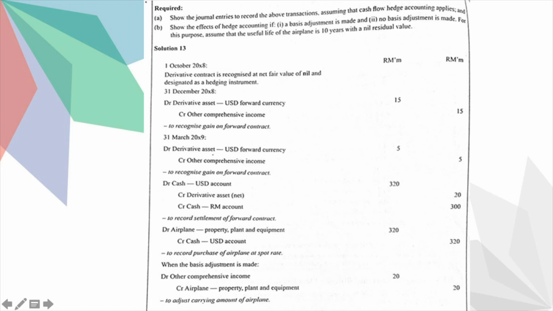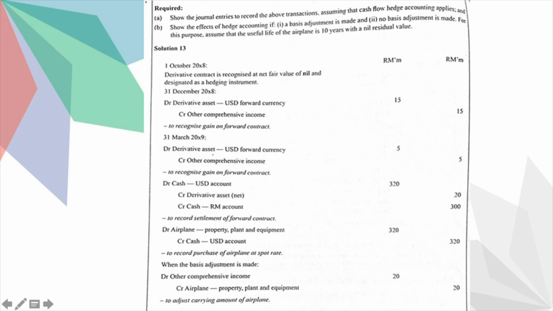On 31st December 2008, debit derivative asset, USD forward contract, 50 million ringgit Malaysia, and credit other comprehensive income, also 50 million ringgit Malaysia, to recognize a gain on the forward contract. On 31st March 2009, debit derivative asset, USD forward currency, and credit other comprehensive income to recognize the further gain. And also debit cash, USD account, 320 million, and credit derivative asset net 20 million ringgit Malaysia, and credit cash in RM account 300 million ringgit Malaysia. So this is to record settlement of the forward contract.